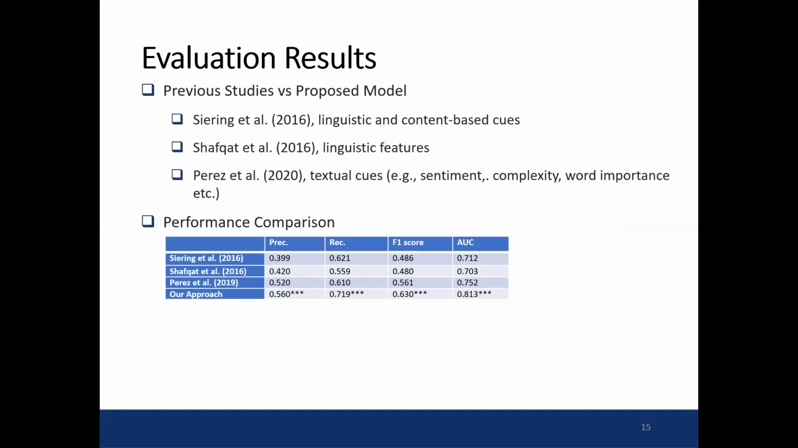Of course, we also want to know whether our model can beat several benchmark methods proposed in previous studies. Therefore, we compare our model with three previous studies. Most of those studies use linguistic features or textual cues. As you can see from this table, our approach outperformed all these benchmark methods significantly, which also reveals the efficacy of our proposed model.